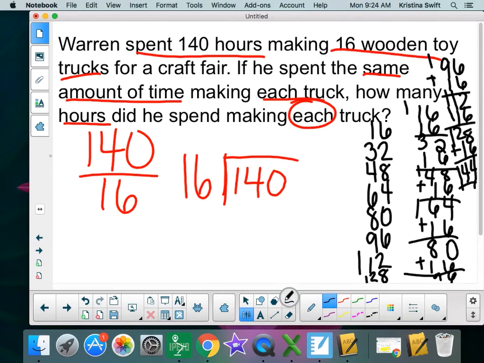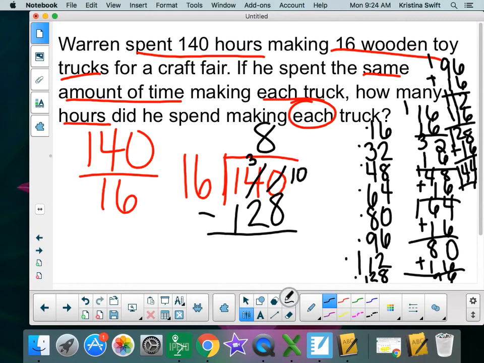It's too big. So I'm going to come over to my cheat line and I'm going to figure out 16 times what is closest to 140. So I have 1, 2, 3, 4, 5, 6, 7, 8. 16 times 8 was 128. Okay? Now I'm going to subtract. 0 take away 8. I can't do that, so I have to borrow. So I get 12. So if I write that up here, 12 over 16.